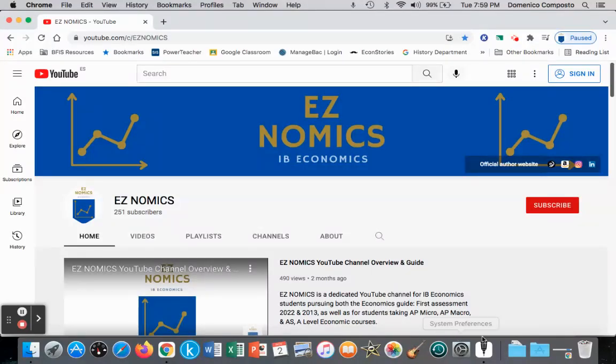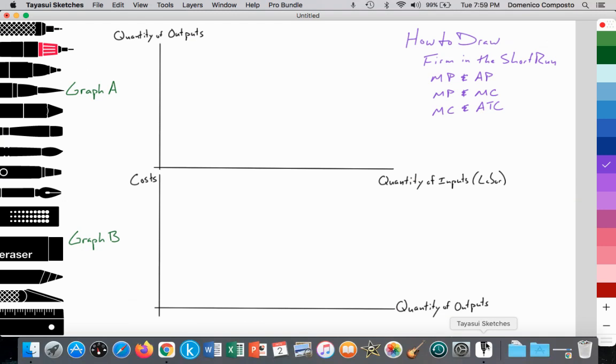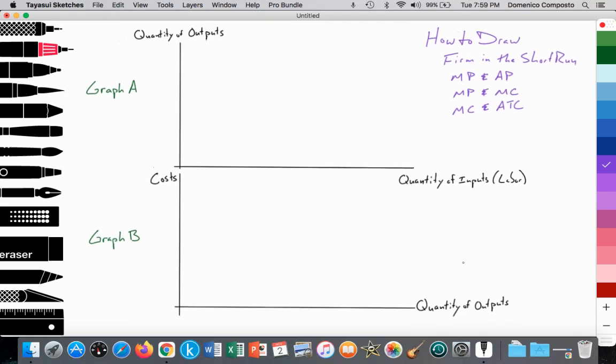Two models illustrating a firm in the short run. And after this video is finished, it will link to another video that will provide a full analysis. This video is just focused on how to draw, some guidance on how to draw this for a potential exam. So we're going to have graph A and graph B.